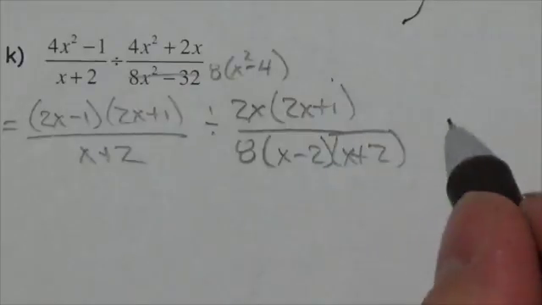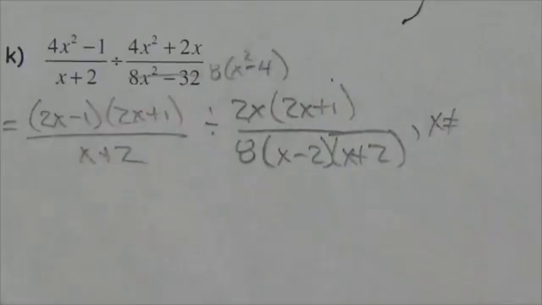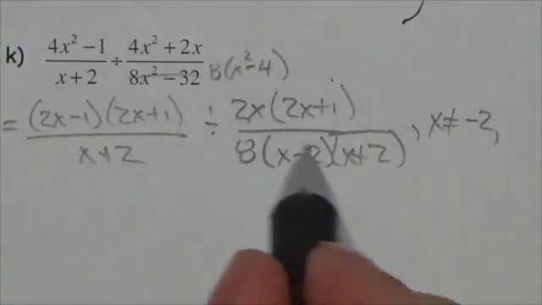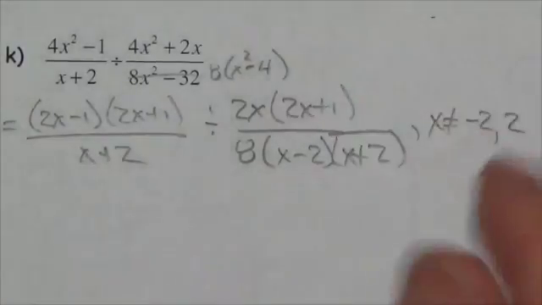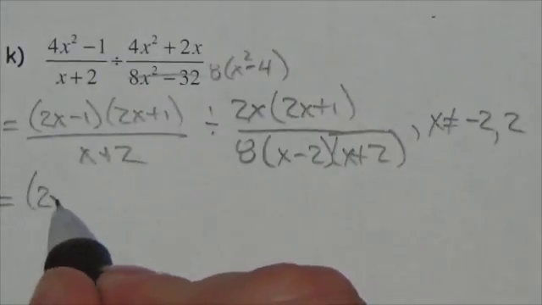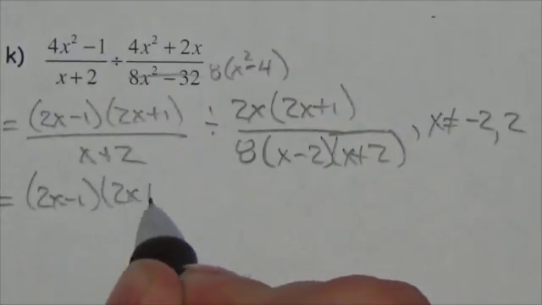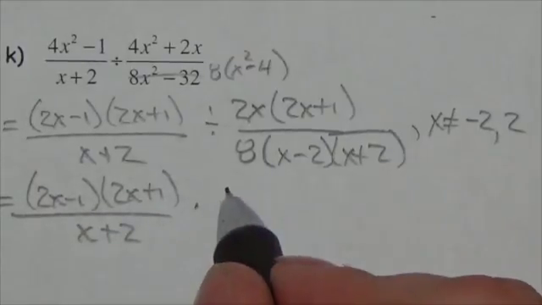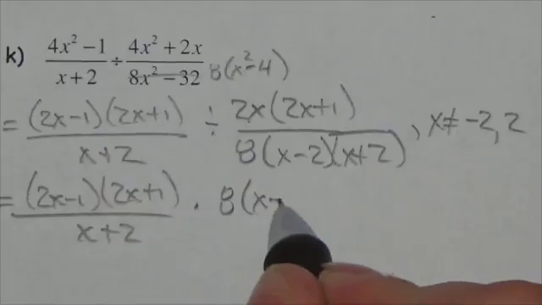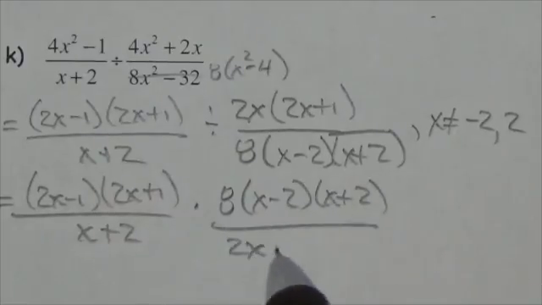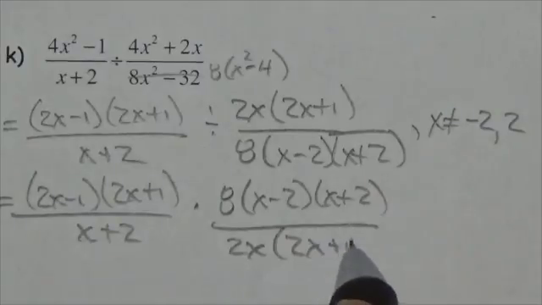Now the non-permissibles as we see them right here, and I'm just stating this to help me out later, would be negative 2, positive 2. And then I got another negative 2 there. So that's all I needed to state here. Now, I will start canceling in just a second as soon as I have turned this into a multiplication statement. So that'll be 8 times x minus 2, x plus 2, all over 2x plus 1.